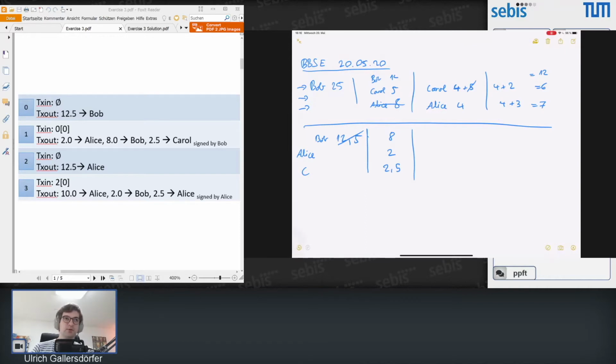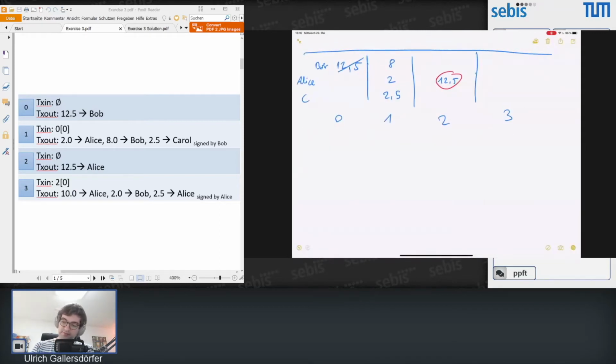So we now finished, so that was transaction 0, and it was transaction 1. Then we have transaction 2, where Alice receives 12.5, so 12.5 here. Nothing else happens. And in the third transaction, we spent the second transaction's output 0, so this one here. And then we now have 10 to Alice back, and 2 to Bob, and 2.5 to Alice again.